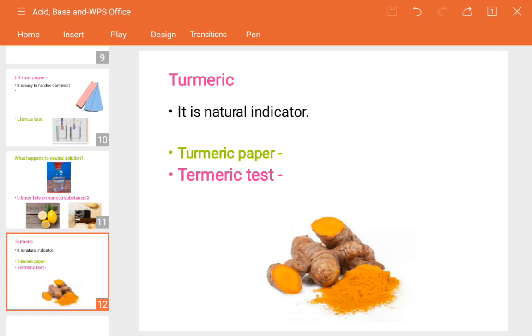Next, these strips can be used as turmeric paper, like a litmus paper. Now we can use it like a litmus paper. The next step is the turmeric test. How will you do the turmeric test?